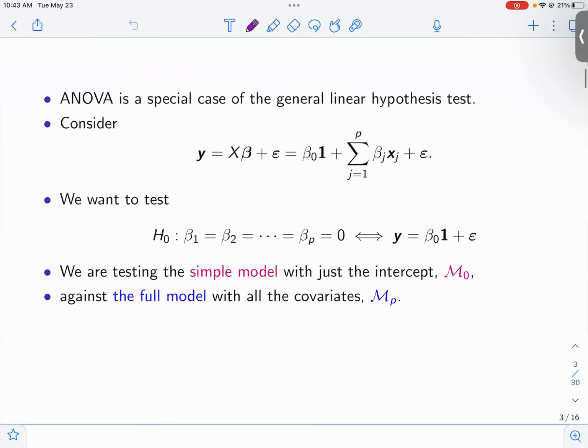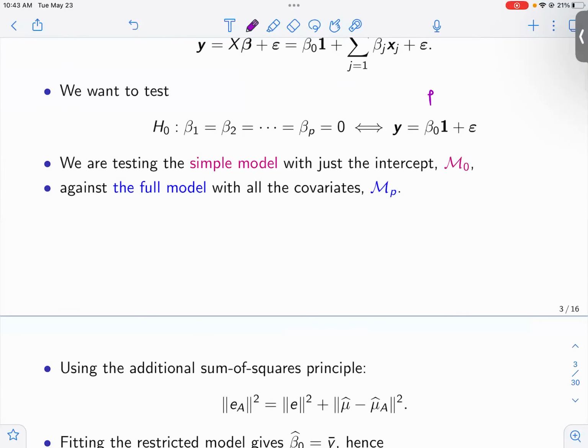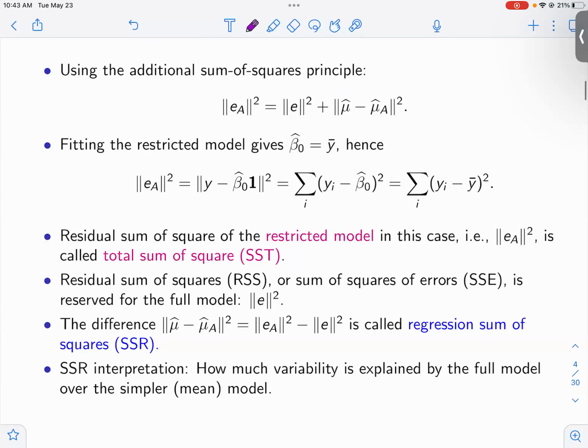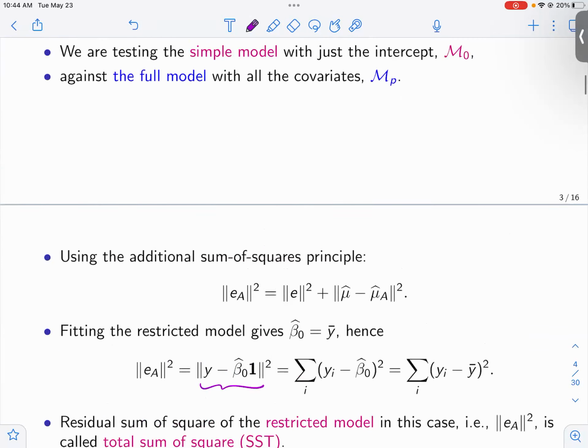When you fit this model, if you remember what beta hat 0 would be in the simple model. We talked about this. If you just have the intercept and you fit it, beta hat would be y bar. So if you fit the intercept only model, this would be y bar. So the SSE for the simple model would be the sum of y minus beta hat times 1, where these are the fitted values. So with y_i minus beta hat 0, that's y minus y bar squared. That's called SST, sum of squares total. So SST is really the SSE of the simple model.